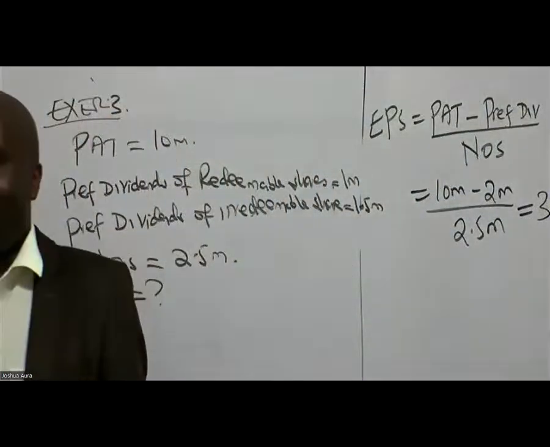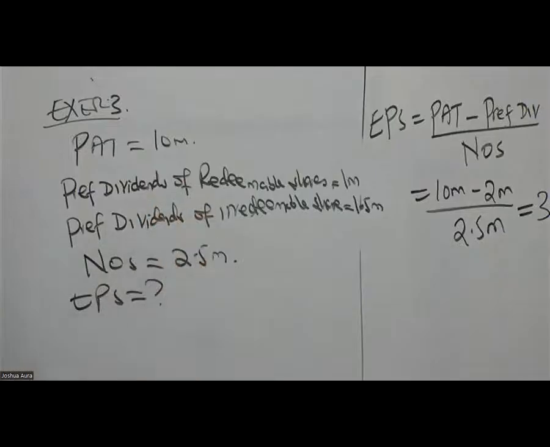Yes. So we have profit after tax, 10 million. We have preference dividends of redeemable shares, 1 million. We have preference dividends of irredeemable shares, 1.5 million. And then we have a number of ordinary shares of 2.5 million. So they simply wanted to get EPS. Which dividend am I going to subtract here? Am I going to subtract both of them, or the preference dividend of irredeemable shares? Which one should I subtract?